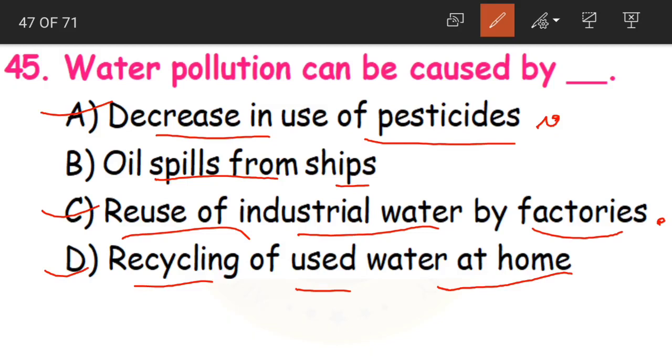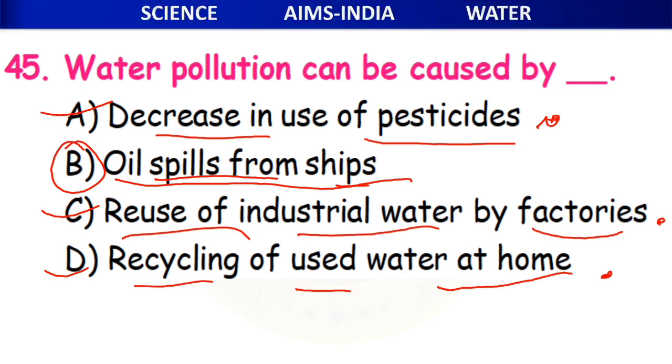D option also, recycling of used water at home. Suppose the water which we use to wash the rice at home, if we can use it for plants, then we can save the water and also reduce pollution. So that is why these three are not the correct answers. The only correct answer is B option, oil spills from ships. Where do ships travel, children? They travel on the surface of the water. If oil spills from the ship, then that water is going to get polluted. So that is why B is the correct answer.